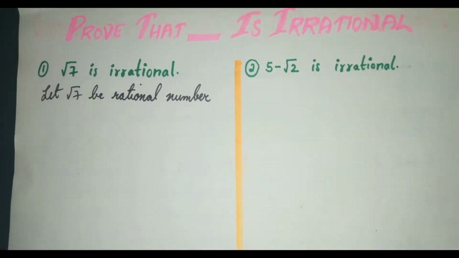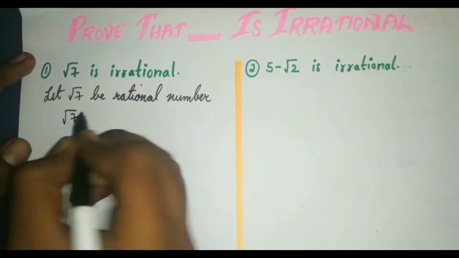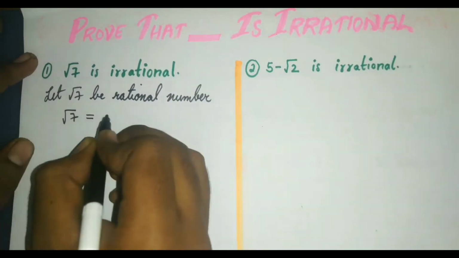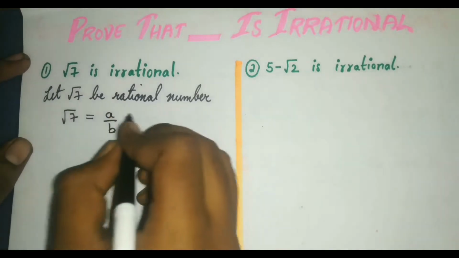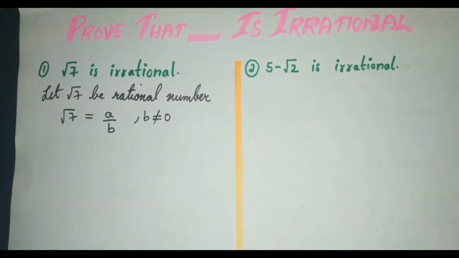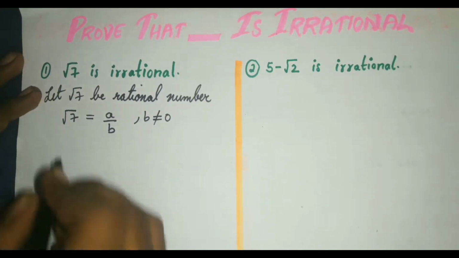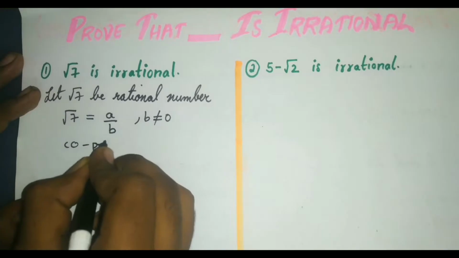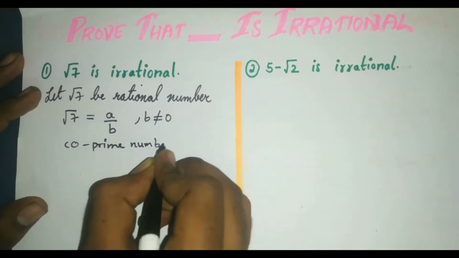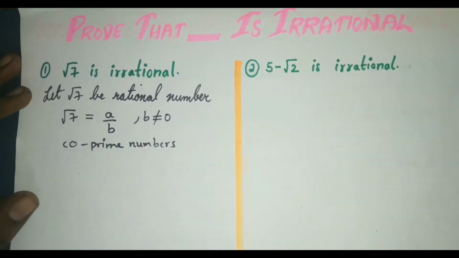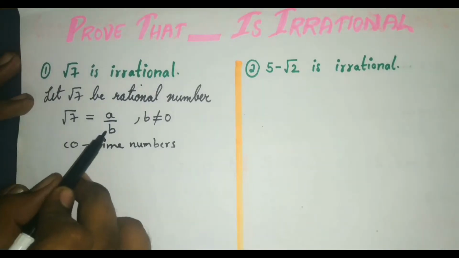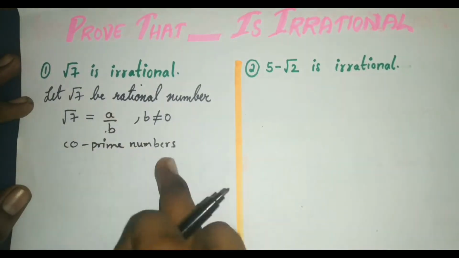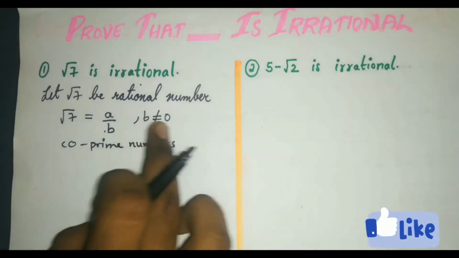Now we know that a rational number will be in the form of p by q, or we can take it as a by b. Root 7 will be in the form of a by b, where b is not equal to 0. And a and b are co-prime numbers. Co-prime numbers means the numbers which have only one common factor, that is 1. Only 1 is the common factor between a and b. So a and b are co-prime positive integers, and b is not equal to 0.